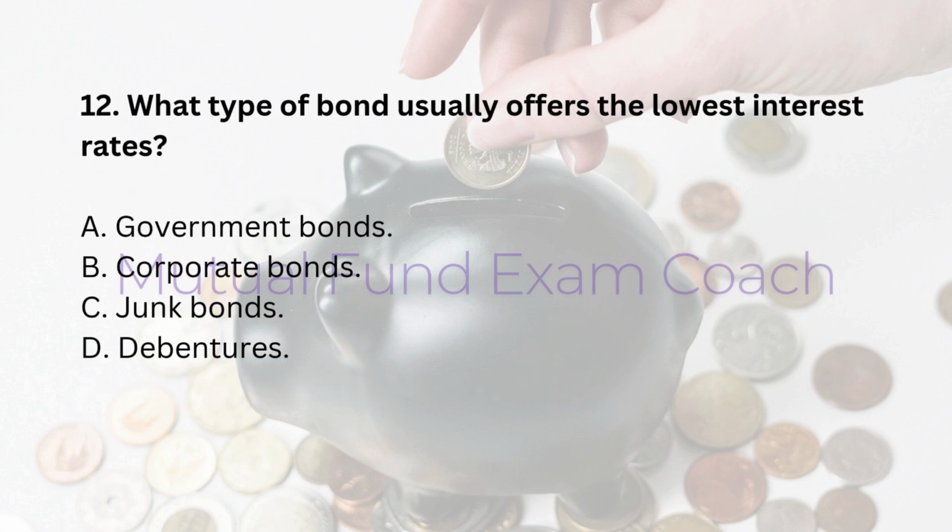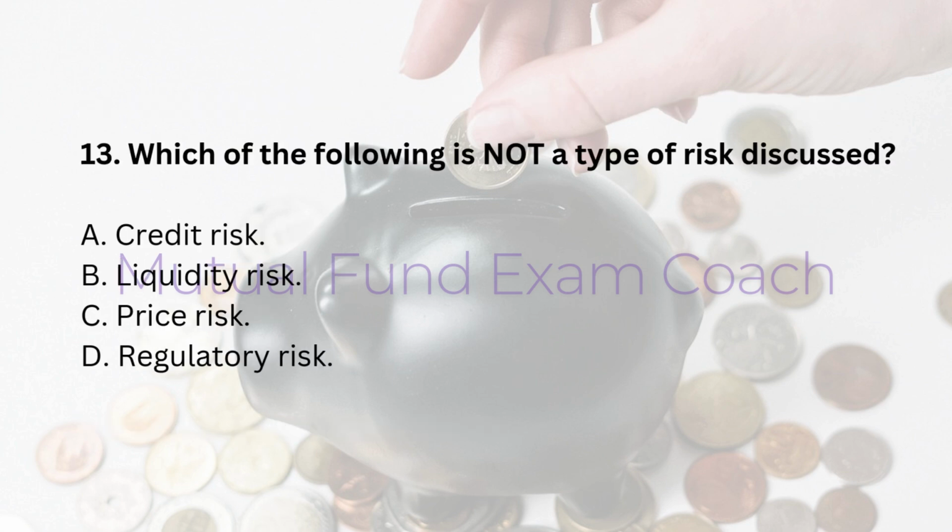12. What type of bond usually offers the lowest interest rates? A. Government bonds, B. Corporate bonds, C. Junk bonds, D. Debentures. Answer: A. Government bonds.